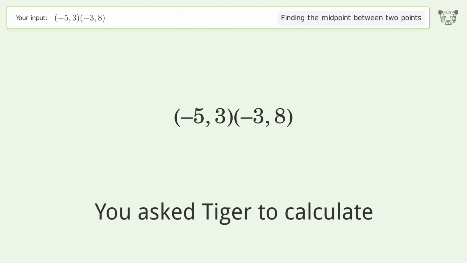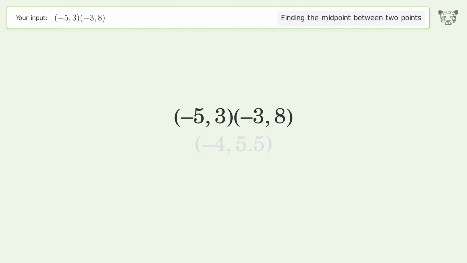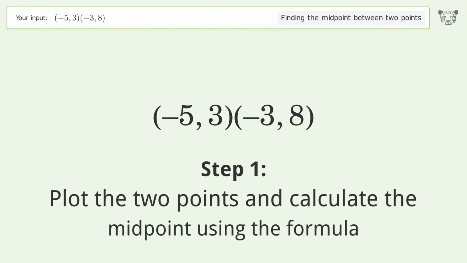You ask Tiger to calculate. This deals with finding the midpoint between 2 points. The midpoint between the 2 points is -4, 5.5. Let's solve it step by step. Plot the 2 points and calculate the midpoint using the formula.